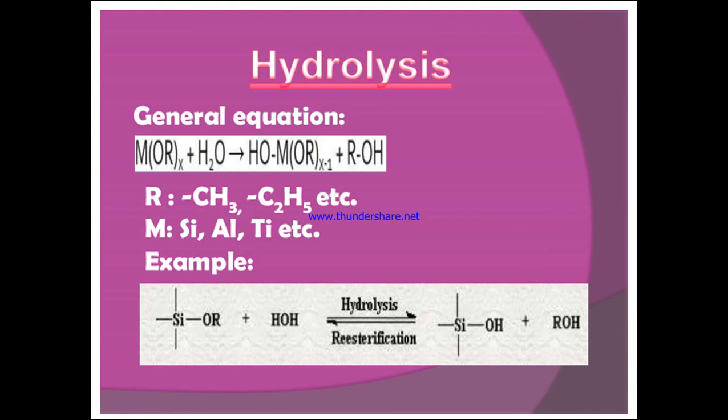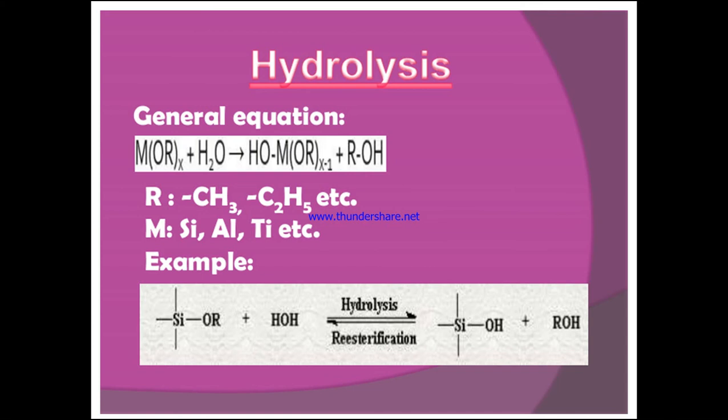So here we have the reaction, that is hydrolysis. When hydrolysis takes place, MOR is the metal alkoxide, which is reacted with water. H2O is the water. When it is reacted with water, we get metal hydroxide, MOH. MOH is the metal hydroxide, and the metal hydroxide is the sol that we get.